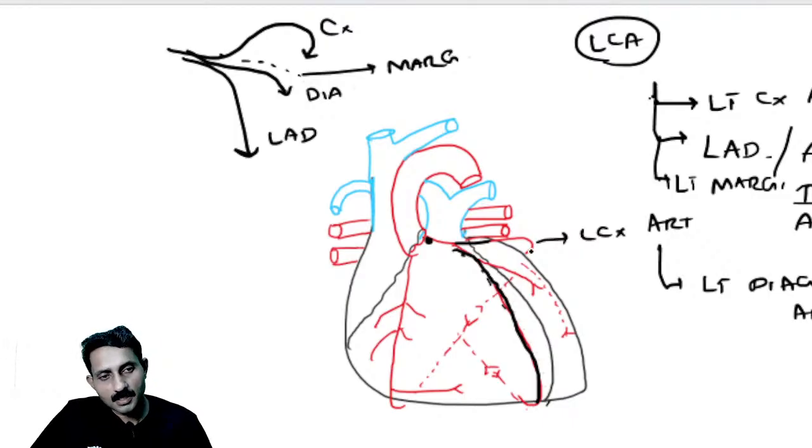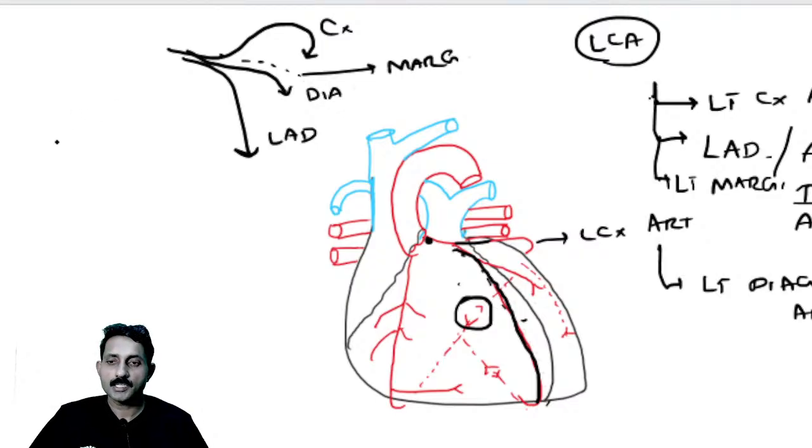Now what happens to the circumflex artery? The circumflex artery will wind around in the AV groove, the posterior part of the AV groove. It will anastomose. We saw that part. It is anastomosing with the right coronary artery. So a question can come, which artery will anastomose with which artery? The right coronary artery will anastomose with the left circumflex branch of the left coronary artery first. Now the second question is, what anastomosis is happening here?